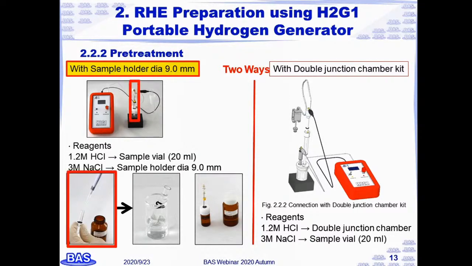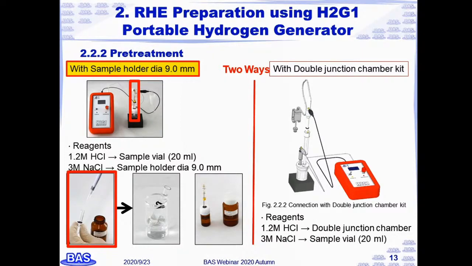Before we start a measurement, we have to do some pretreatments. We'll show you the pretreatments for the measurement. This time we'll put the silver-silver chloride electrode RE1BP into the sample holder in the measurement.